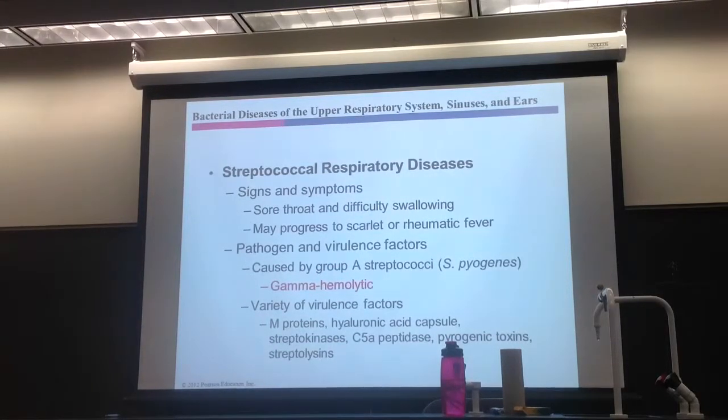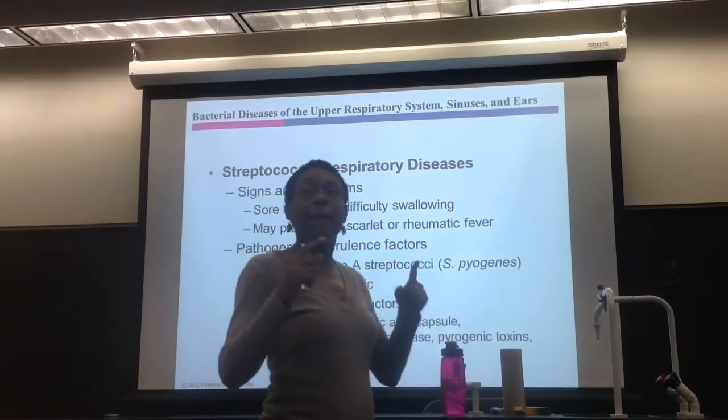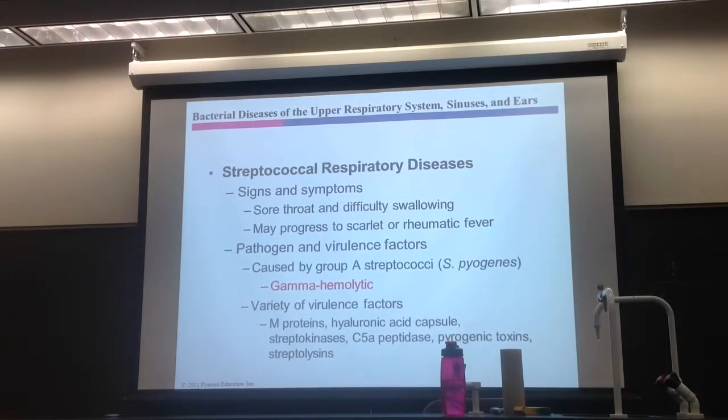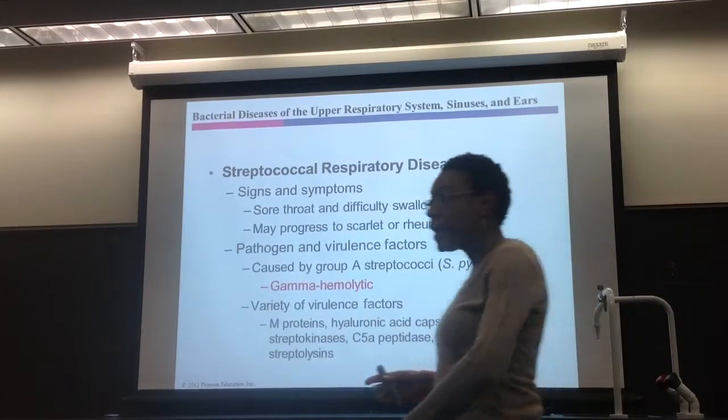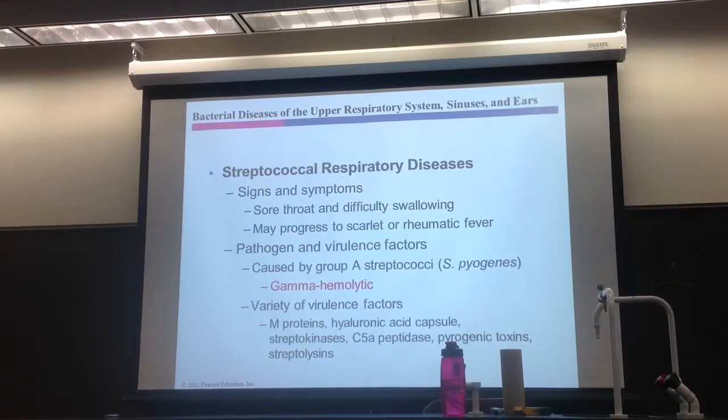Now, why am I telling you group A strep? Because I just told you there are many different kinds of Streptococcus species, and they're put into groups based on their antigens. Make sense? It's group A, B, C, okay? The type of strep that causes strep throat is group A strep. It's also gamma hemolytic, which means if you put it on blood agar, it's going to completely lyse the blood on that blood agar plate. So the bacterium that causes strep throat is strep A, and it's also gamma hemolytic.